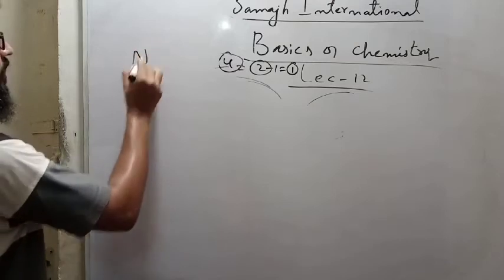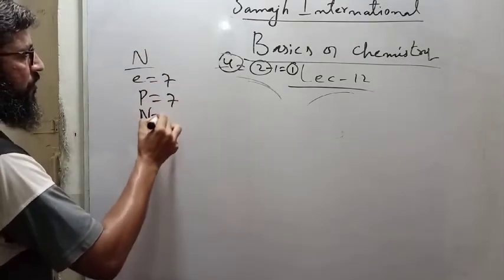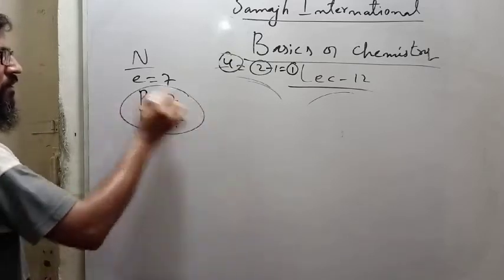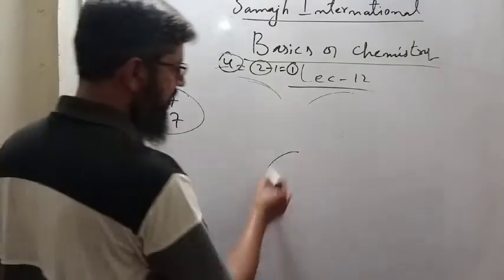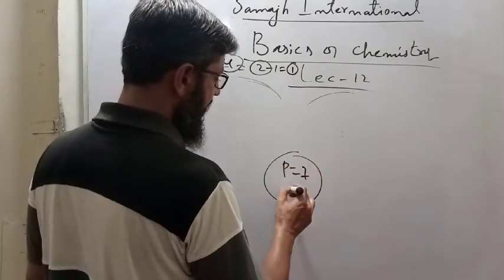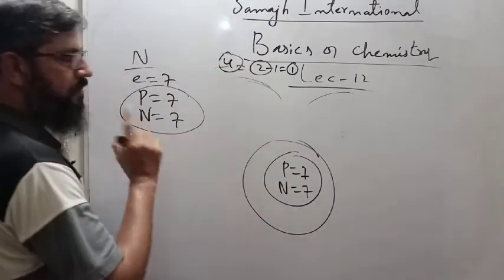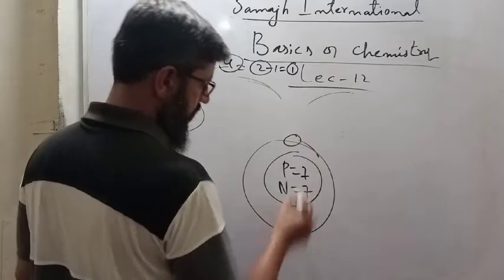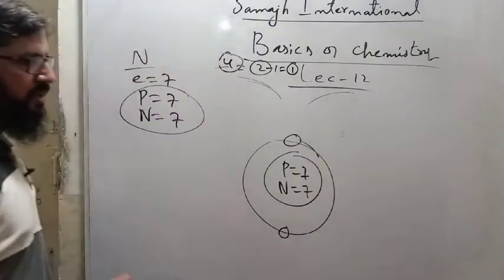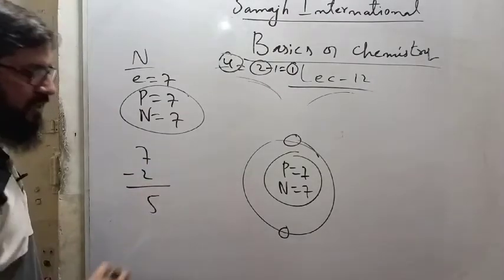Nitrogen atom. Electrons 7, protons 7, neutrons 7. No need to show these protons and neutrons in the electronic configuration. If this P is equal to 7 and N is equal to 7, now the first shell, what does this octet rule tell you? First shell, 2 electrons only, 7 minus 2, 5 electrons are remaining.